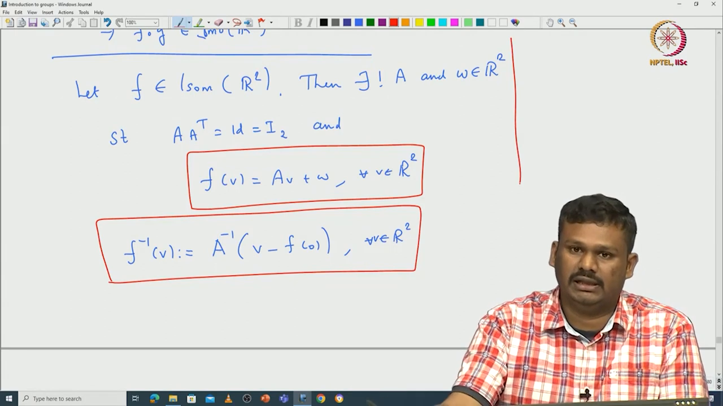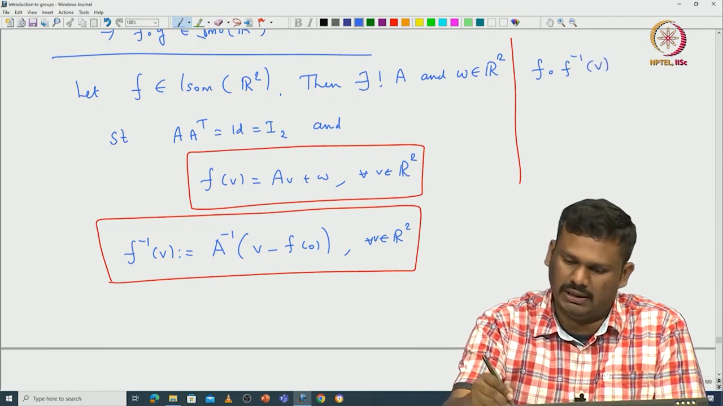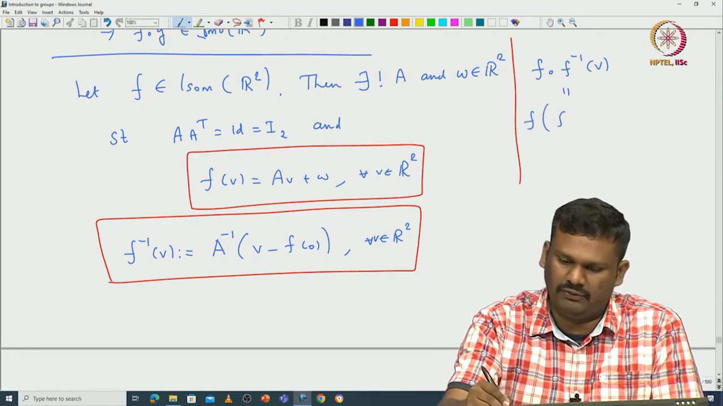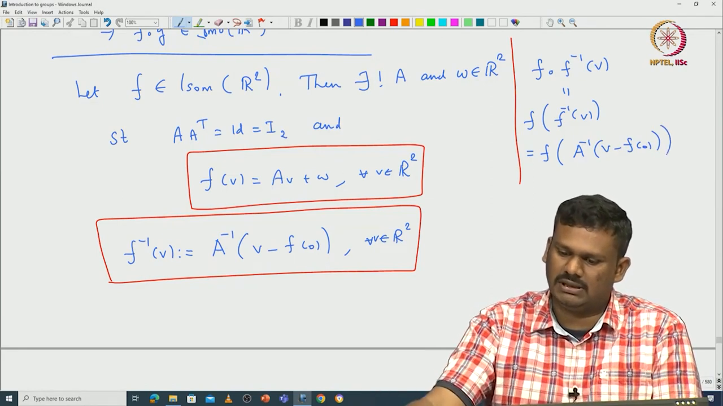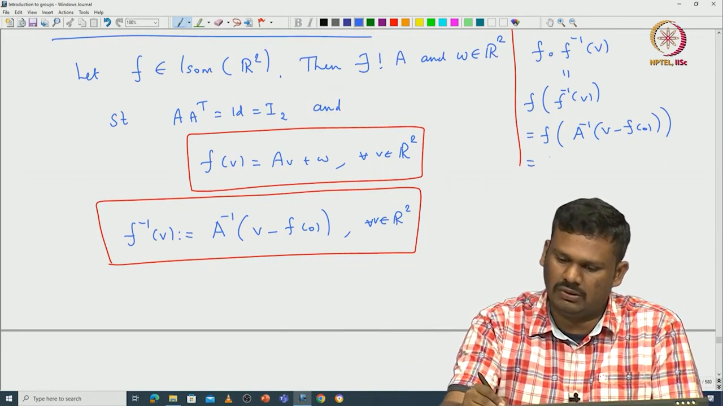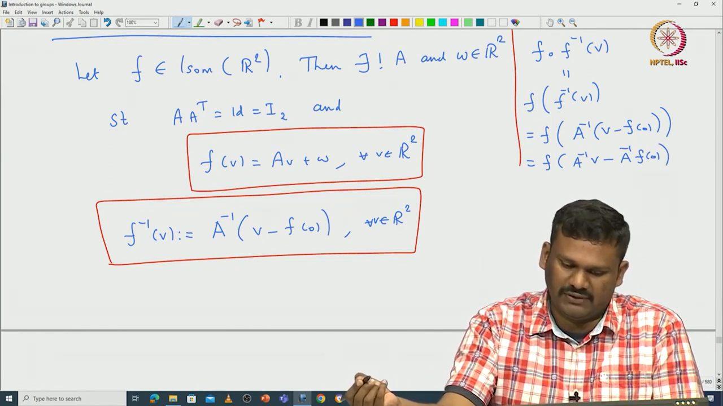First we will check it is indeed the inverse. For that, let's look at F composition F inverse of V. Then F inverse of F of V will be a similar calculation. This is nothing but F of F inverse of V, which is F of A inverse of V minus F of 0. Now note that A inverse is a linear map. So this is equal to F of A inverse V minus A inverse of F of 0. But what is F of 0? F of 0 is W. So you are applying A inverse on W.